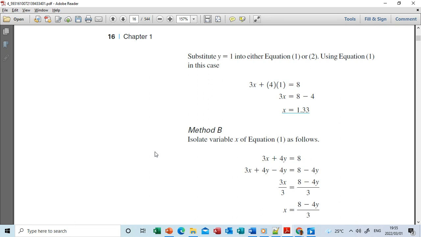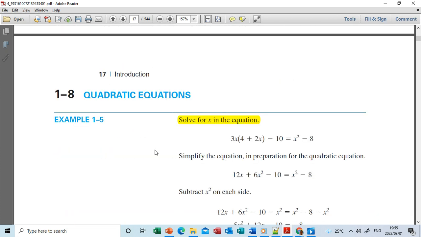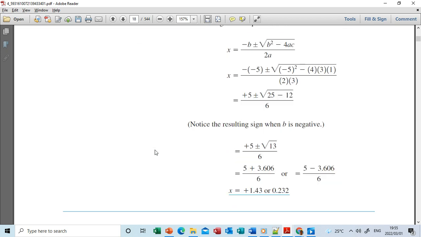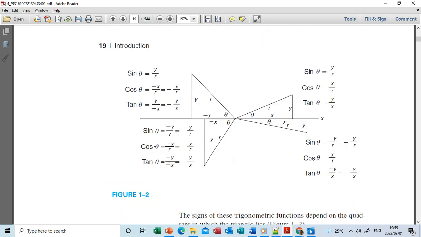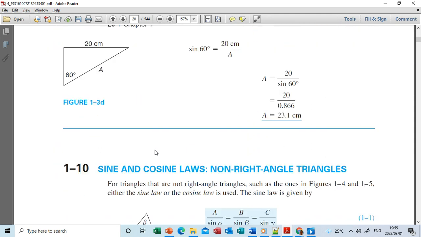The problem I was talking about is, I think, on page 20. Let's go to page 20. We're going to attempt that question. Don't worry, it's not a big problem.